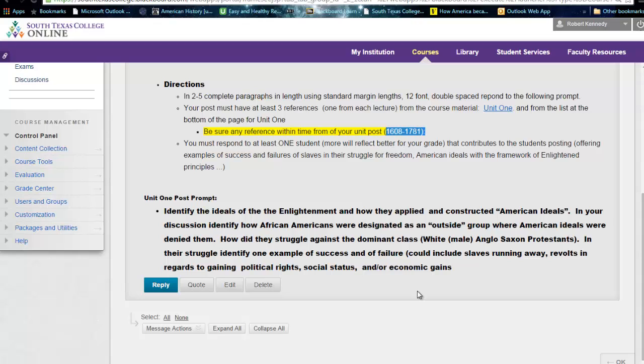Yeah, and these are some of the examples. It could include slaves running away, revolts. It could be Africans, early Africans in colonial America that owned land. You could talk about that. You could talk about soldiers in the French and Indian War, the Seven Years' War, or the American Revolutionary War within the time frame of Unit 1. Those kinds of things, okay? So you could really broaden your horizons right there.